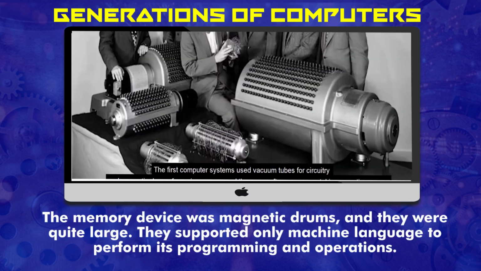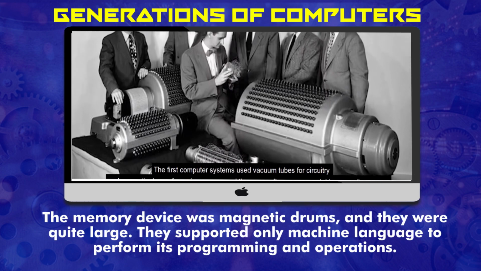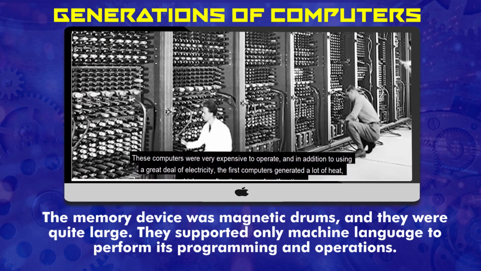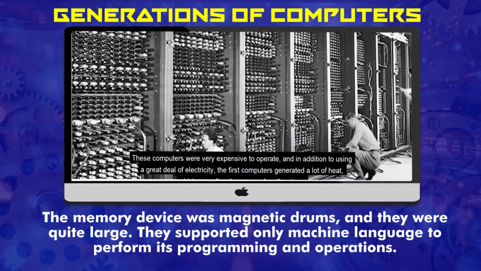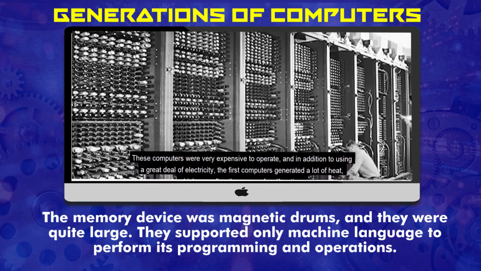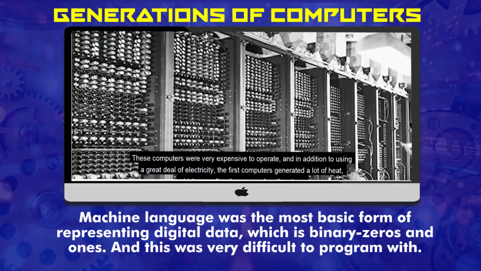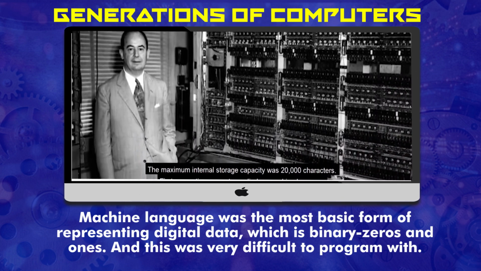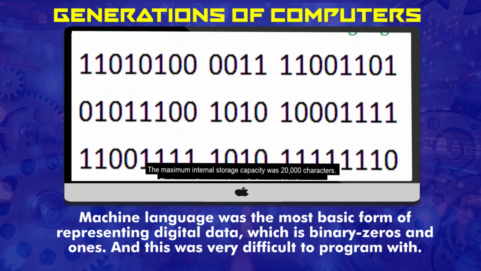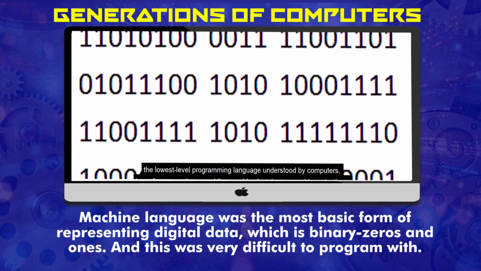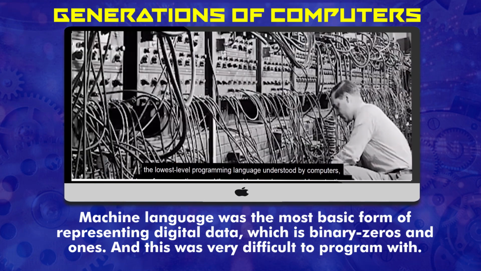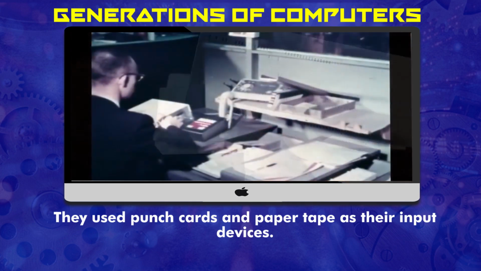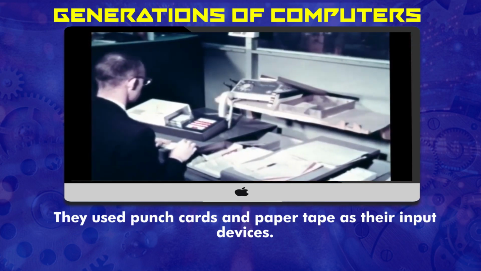Now, moving on, magnetic drums were used for memory. They were very large. They supported only machine language to perform their programming and operations. Machine language was the most basic form of representing digital data, which is binary, zeros and ones. And this was very, very difficult to program with. They used punch cards and paper tape as their input devices.